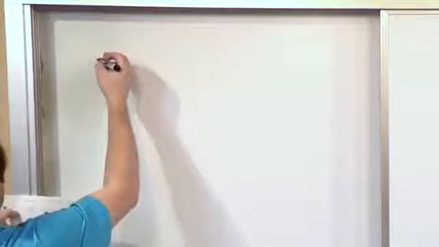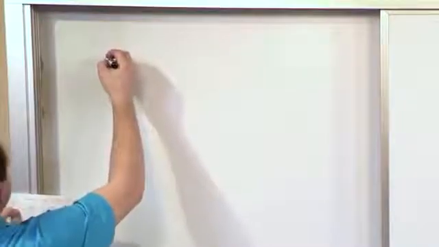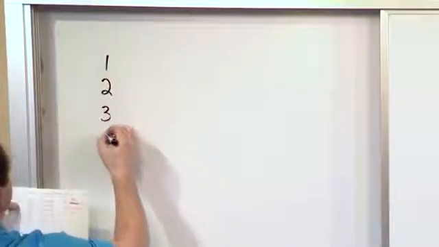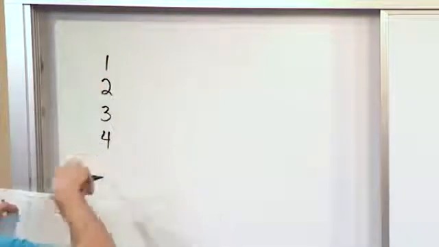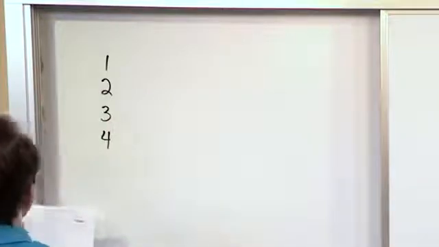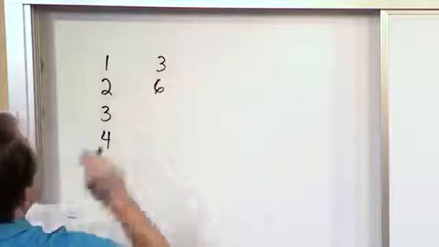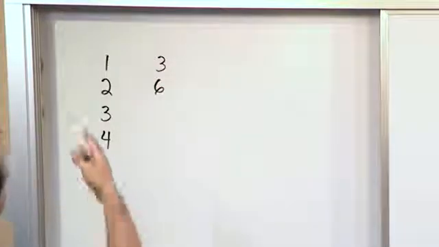I'm going to give you a couple of columns of numbers. For instance, here's a number 1, here's a number 2, here's a number 3, here's a number 4. This is the first column, all right? And then on this column, I'm going to give you the number 3 and the number 6, all right? Now, I have two columns of numbers.